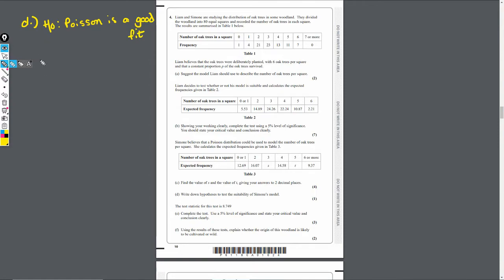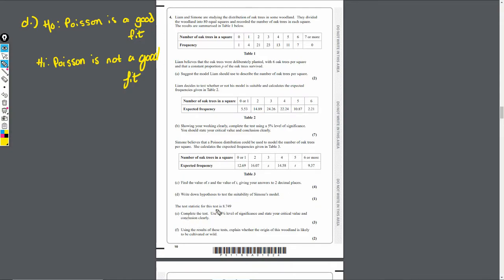And then H1, Poisson is not a good fit. Okay, so there we have it. So H0, that is a good fit. H1, it's not a good fit. So that's part D done. Nice and easy, just 1 mark.